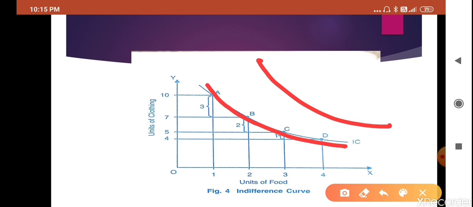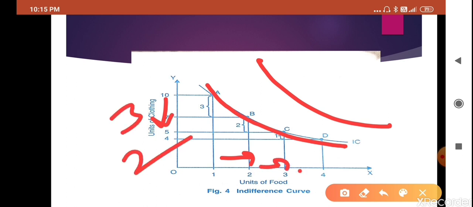You can open the table and you can say that MRS is decreasing. MRS, the first one was 3 is to 1, second 2 is to 1, and third 1 is to 1. So in the first case, for increasing 1 unit he has to sacrifice 3 units. For increasing one more unit he has to sacrifice 2 units. For increasing one more unit he has to sacrifice 1 unit. So MRS is decreasing after every combination.